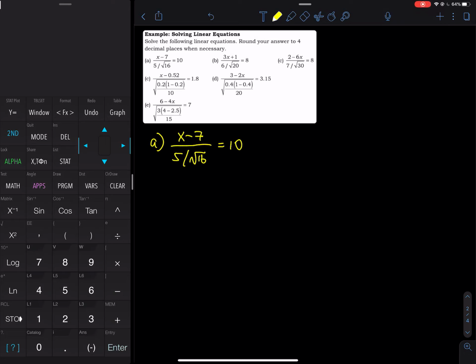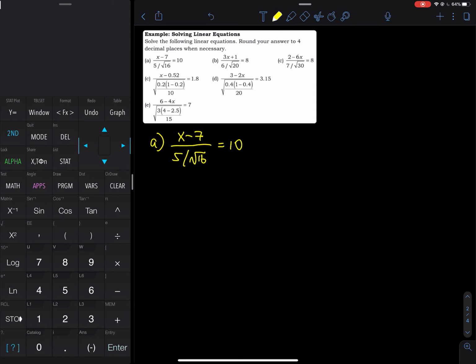All right, let's train our calculator skills and rounding skills a little bit. Let's solve this linear equation. So first one, we have x minus 7 divided by a fraction that is 5 over square root of 16. 5 is the numerator. Square root of 16 is the denominator.